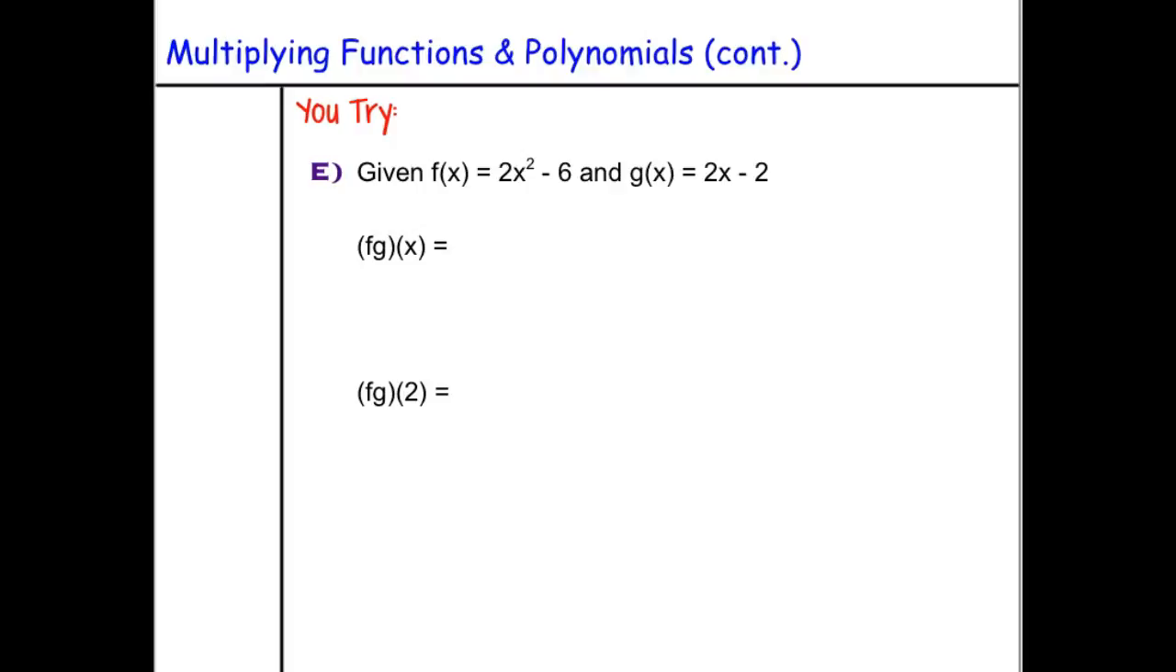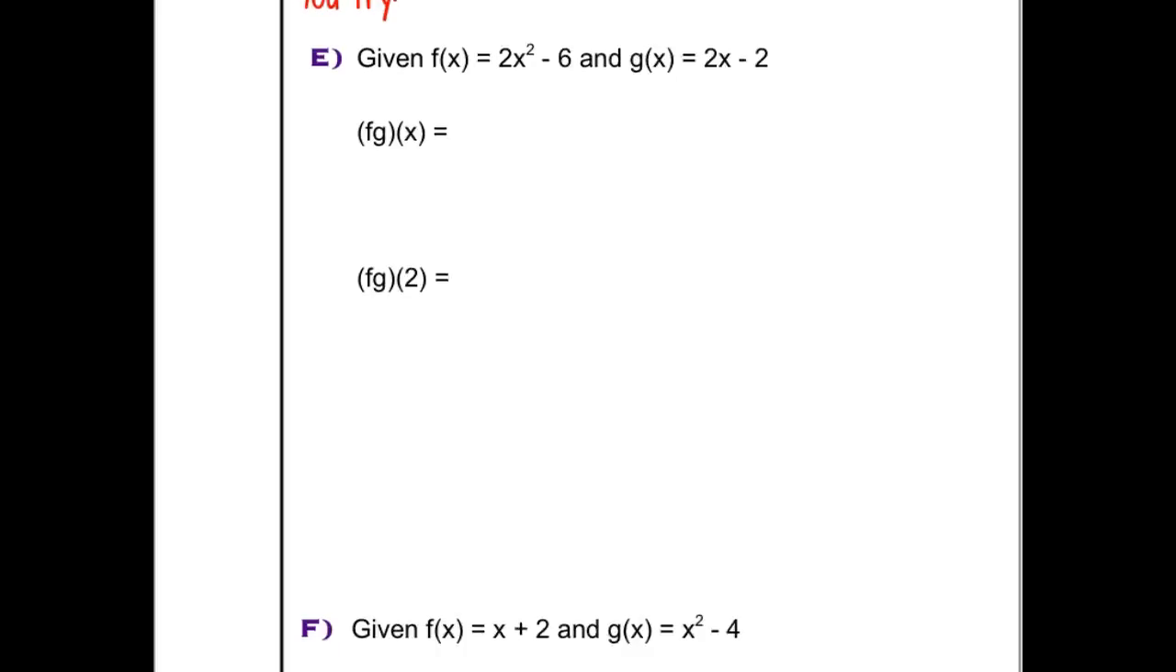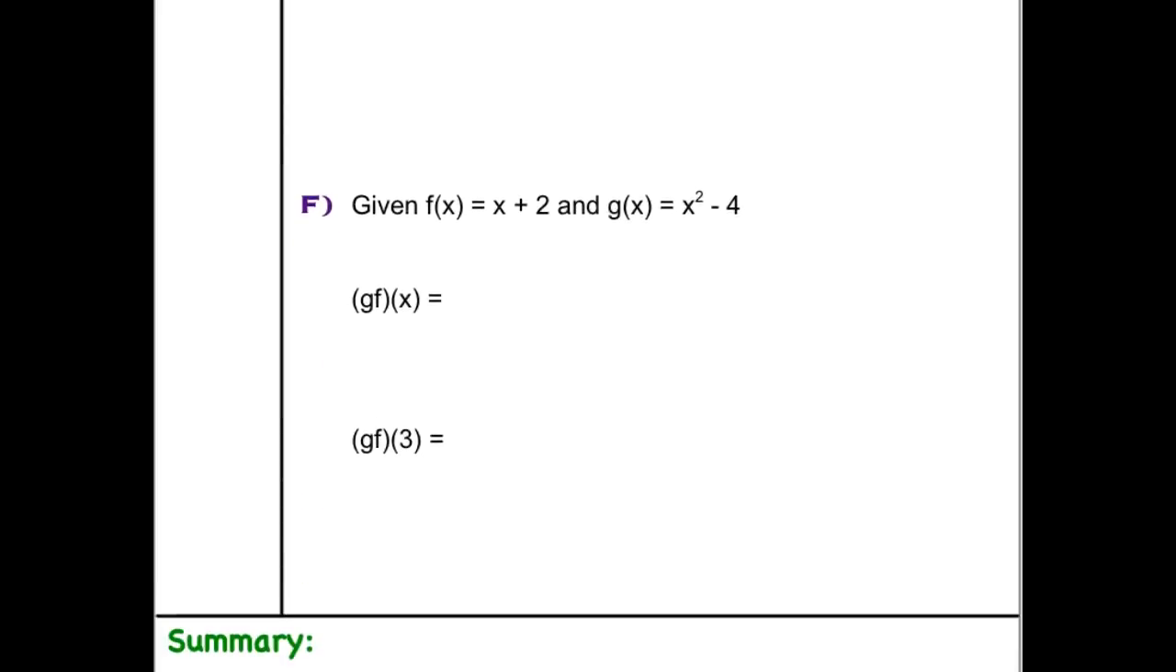If f of x is 2x squared minus 6 and g of x is 2x minus 2, find f of g of x and f times g of x and f times g of 2. And if you have f of x equal to x plus 2 and g of x equal to x squared minus 4, find g of f of x and g of f of 3. And be prepared to discuss the idea of, does it matter whether you take f of g of x or g of f of x? Will it come out to the same value? And as always, bring your questions with you to class.